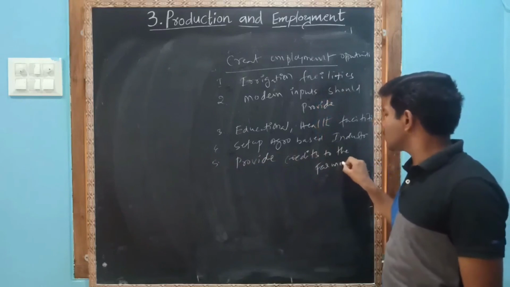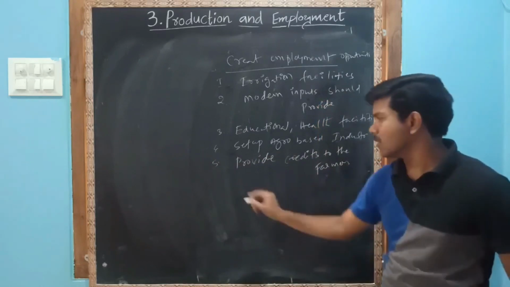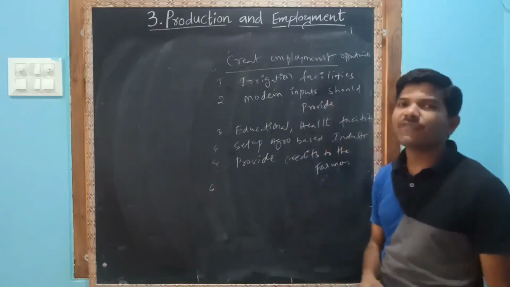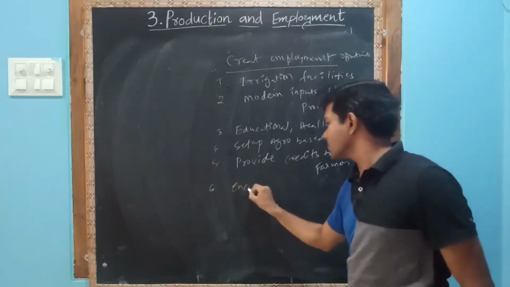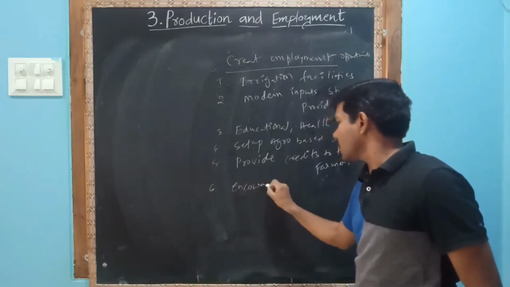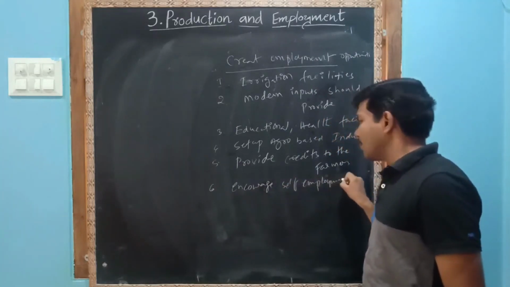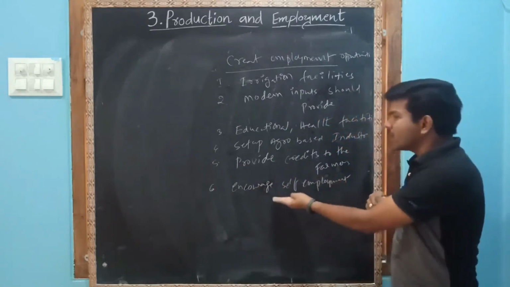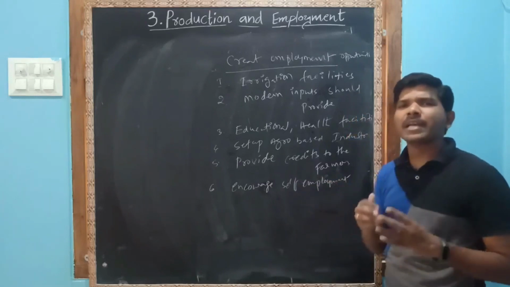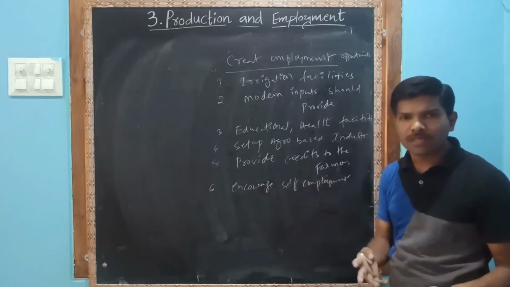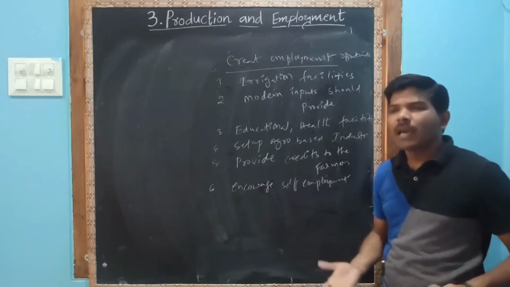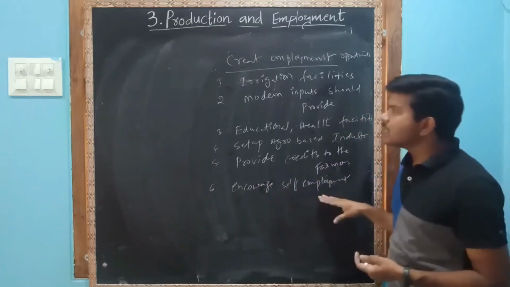Credit means loans. Provide credits to the farmers. Next, encourage self-employment. Government should encourage self-employment, because government cannot provide jobs for each and everything. So the government can at least help them, encourage them for self-employment.